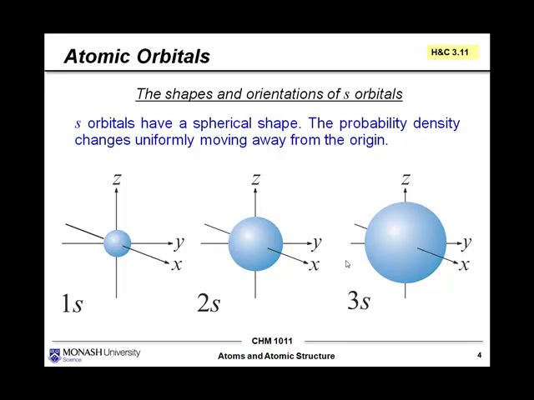S orbitals are the simplest of these three. They have a spherical shape. The probability density changes uniformly moving away from the origin. As you can see, the radius of these s orbitals increases as you go from 1s to 2s to 3s and so on.